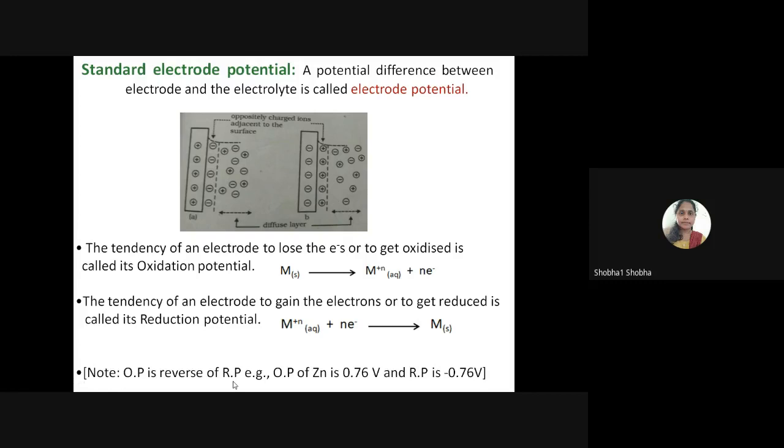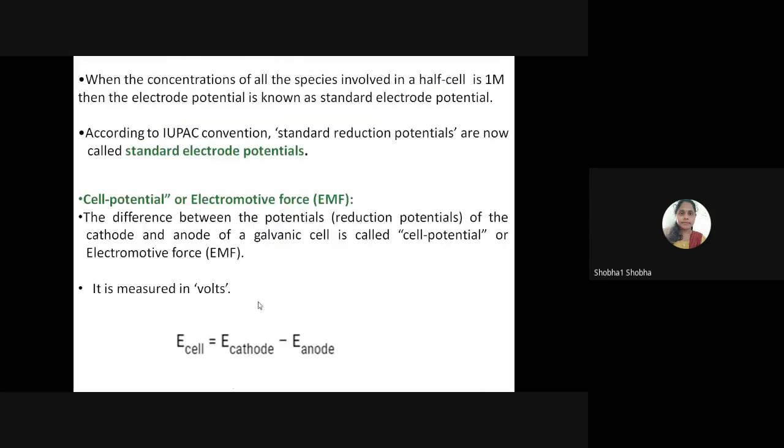Any electrode can have its oxidation potential or reduction potential. Electrode means you can imagine all your metals, non-metals, whatever you are taking, right? Any element has its own potential, right? Okay. So when the concentration of all the species in a cell is 1 molar, if you maintain 1 molar concentration in all the electrolyte solutions, then we call the electrode potential the standard electrode potential.